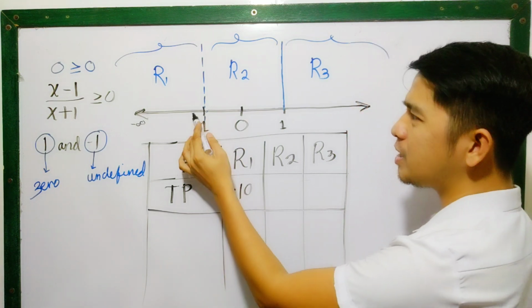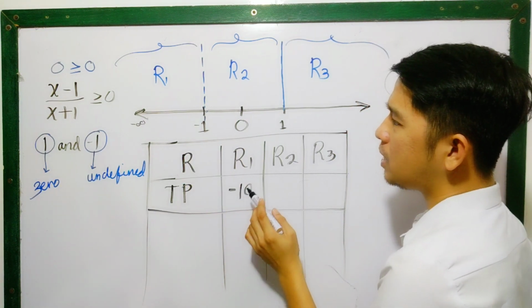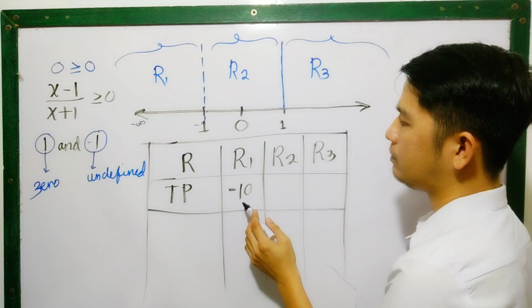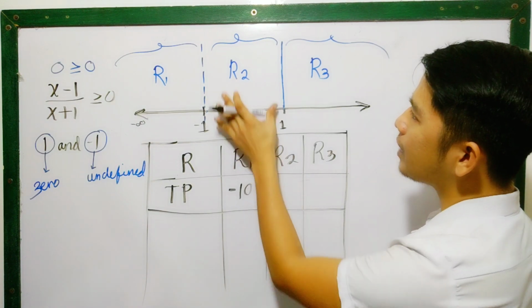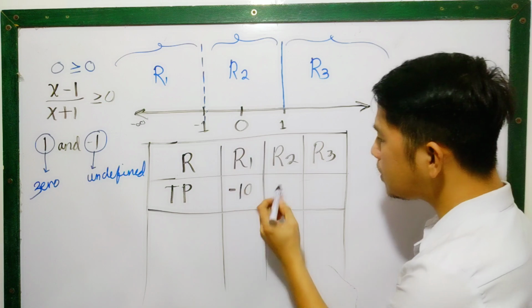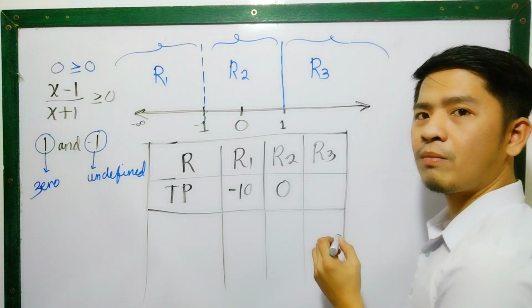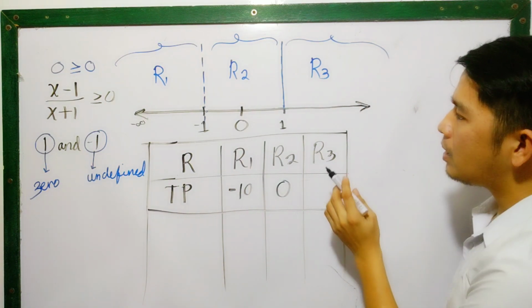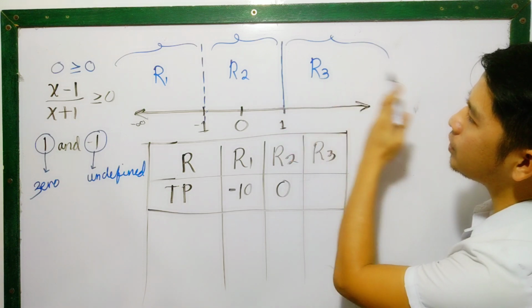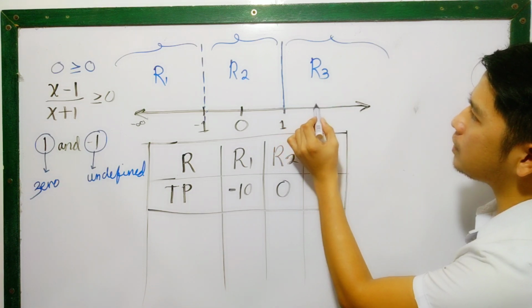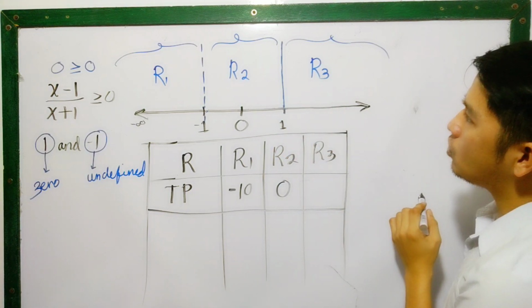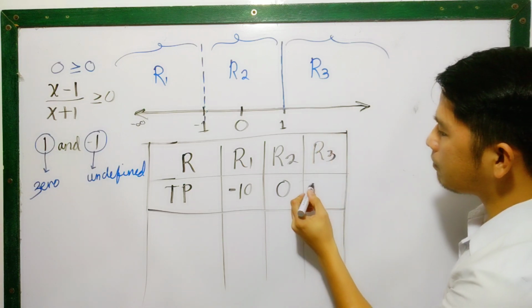Pwede naman, oh. Pwede naman si negative 2. Si negative 10 lang ang gusto kong gamitin. Sa region 2 naman, makikita mo na nandun si 0. So, 0 na lang kukunin ko para mabilis akong mag-decide mamaya. Sa region 3 naman, makikita mo dyan si positive 2, si positive 3, and so on. So, kukuhanin ko na lang si positive 10.